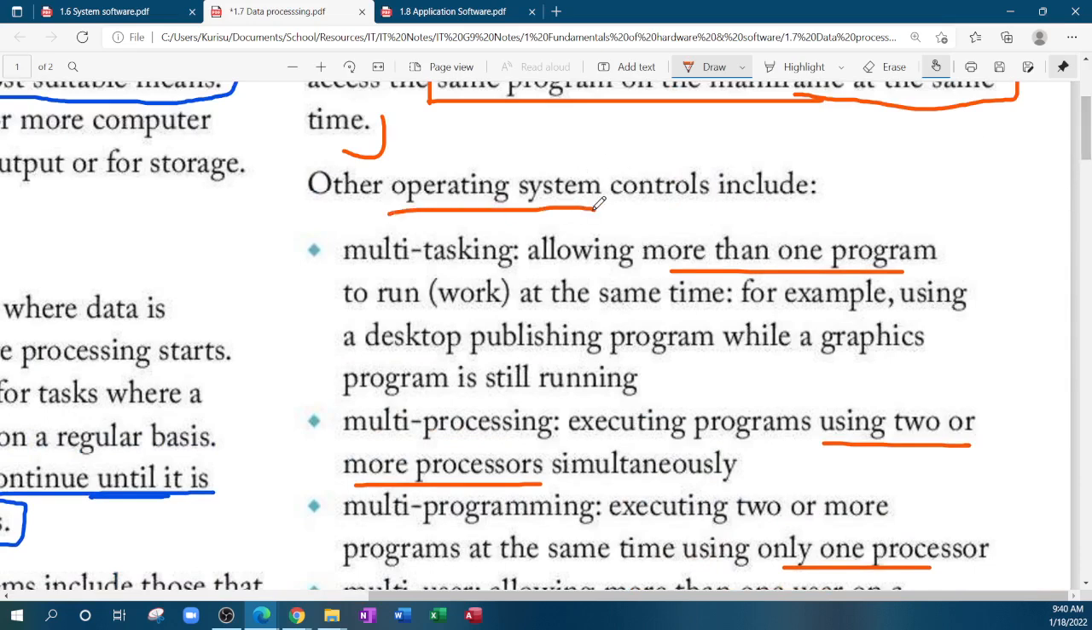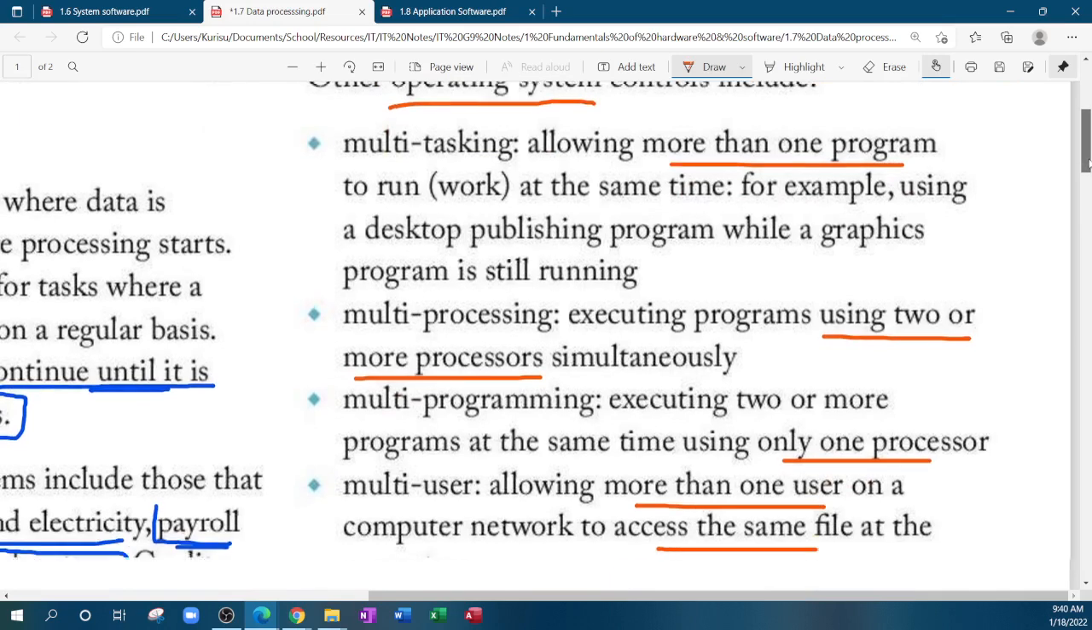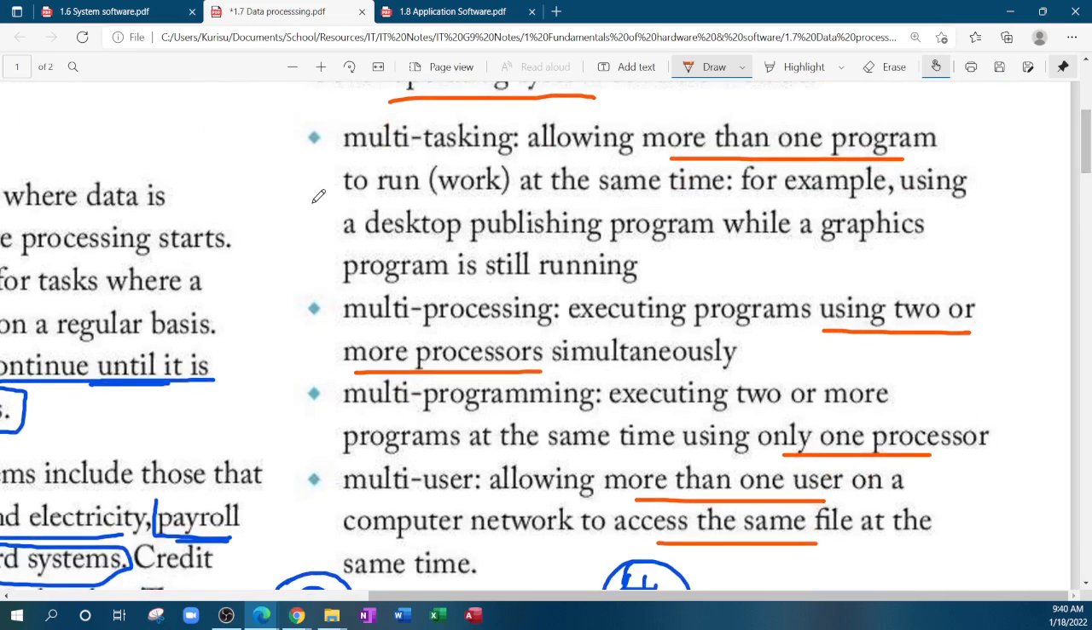So how does your operating system know? How does your operating system carry out time sharing? Well, we have four methods here, and I'm sure you guys heard some of these terms already. Multitasking. So on your computer, what is referred to as multitasking?